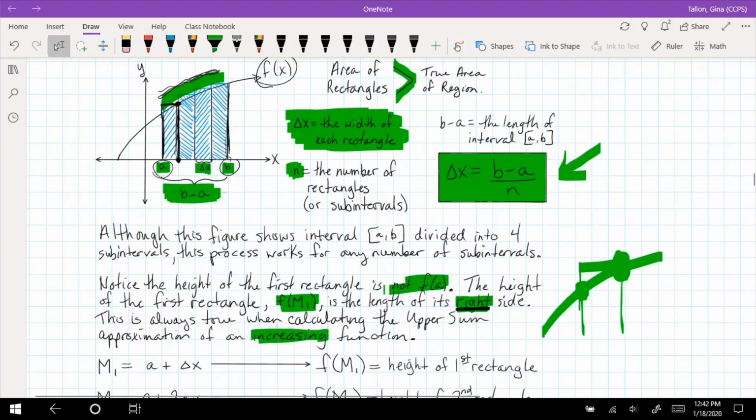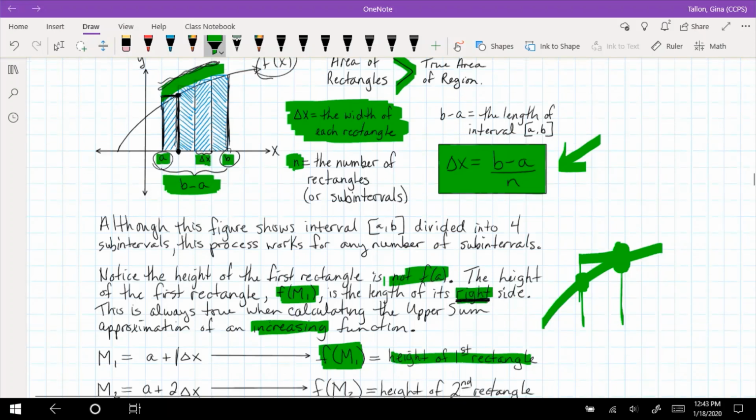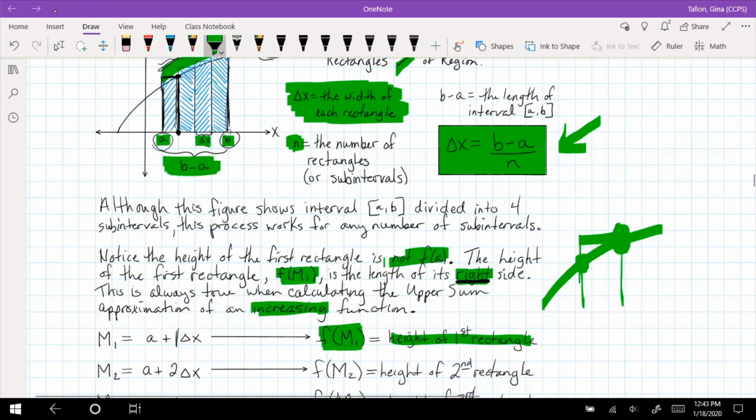Capital M sub 1 will equal a plus 1 delta x. I can write a 1 in here, if that makes any sense. But if I take my a value and I add one little delta x, the width of each rectangle, it'll bring me to the right side of the first rectangle, giving me a plus 1 delta x. So when I use capital M sub 1 and I plug it into the function itself, giving me f of M sub 1, this gives me the height of the first rectangle. If I add another delta x, it'll bring me over to the right side of the second rectangle, which means capital M sub 2 would be a plus 1 delta x plus another delta x, making 2 delta x.